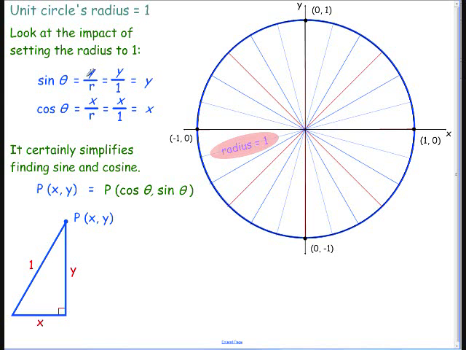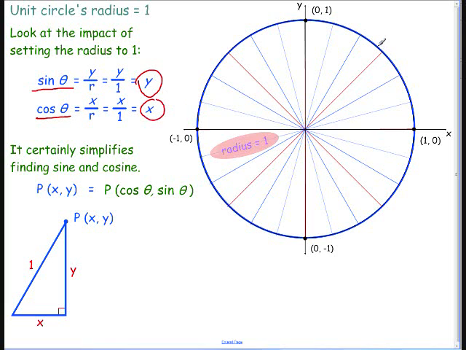Let's start with the unit circle. When we control the radius as being 1 for this circle, it has wonderful implications for us. We know that sine is the vertical over the radius, y over r. So if r is 1, then we really simplify it a lot, don't we? We can say that sine of the angle is simply y, and cosine of the angle is x.